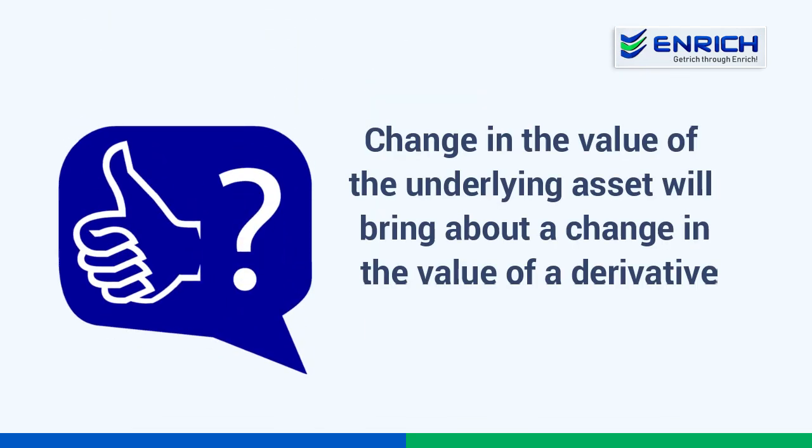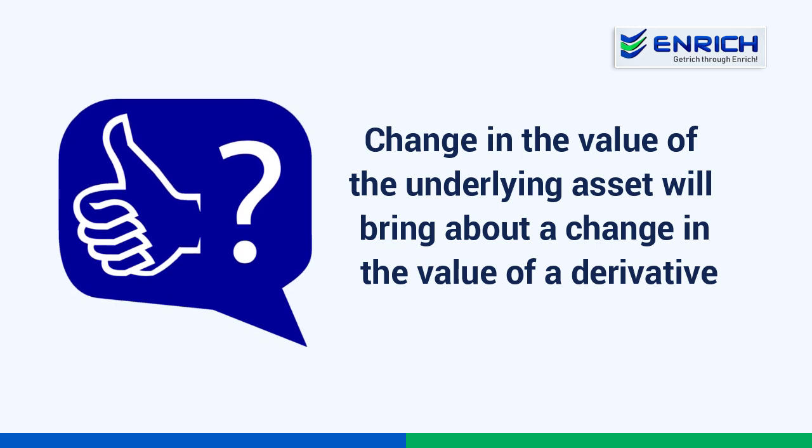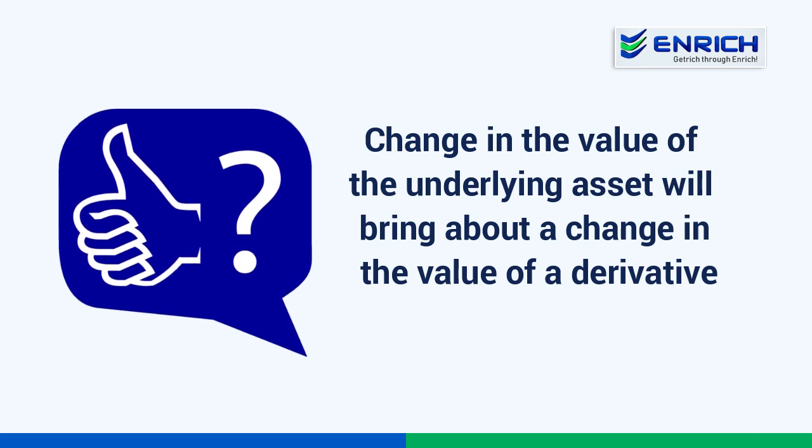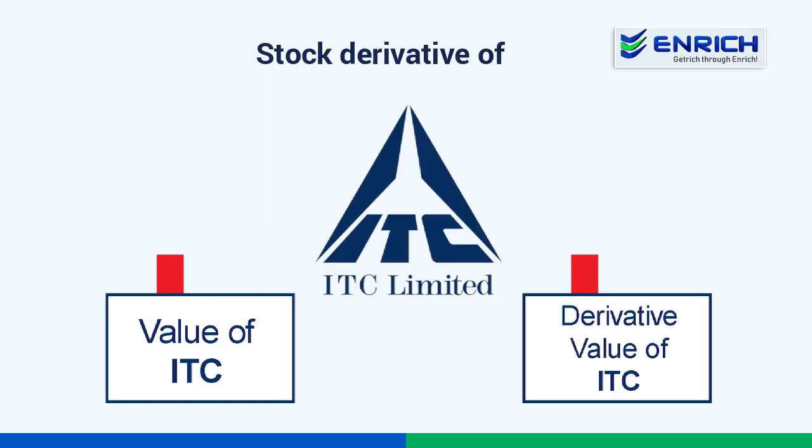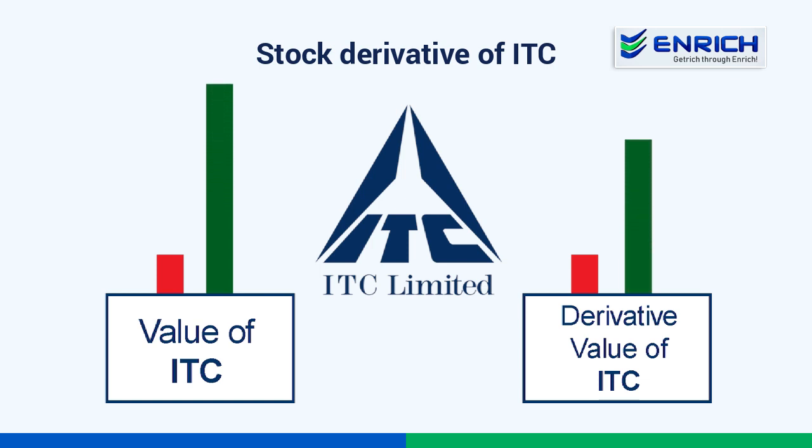So the point to understand here is that a change in the value of the underlying asset will bring about a change in the value of a derivative. For example, let's take a stock derivative of ITC. If the value of ITC stocks increases, the derivative of the ITC's value will also increase automatically. So the future of ITC's value will increase only when the stock of ITC increases, which means when the value of the underlying asset increases.